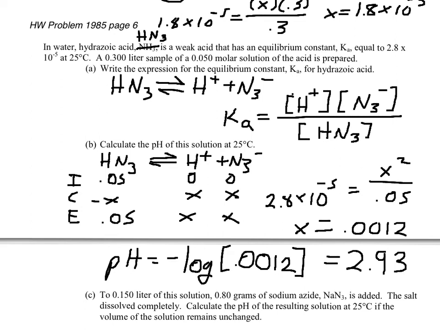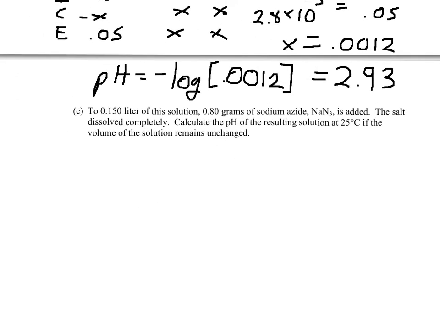Now the next part of this, part C, is where we start getting into the new stuff. We're going to add a salt to this, NaN3, and we're going to see what the pH is now. To do this, we start out with the same equation, exactly the same as before, because remember the Na, our spectator ion, isn't really important. It's just the N3 that's important there.